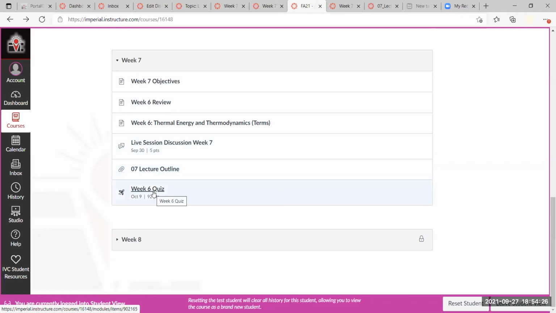You have 3 attempts for this quiz. It's due October 9th, which is not this Saturday, but next Saturday. Please do not leave it until Saturday and then ask for extensions, because I will not give extensions. So start working on it soon, this week, before anything else, because this is stuff from last week. This is not this week's materials.